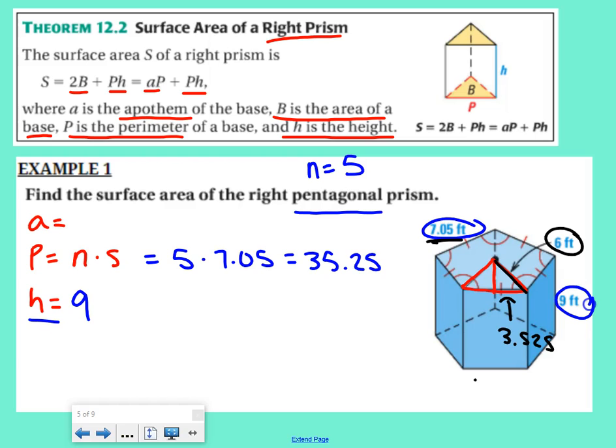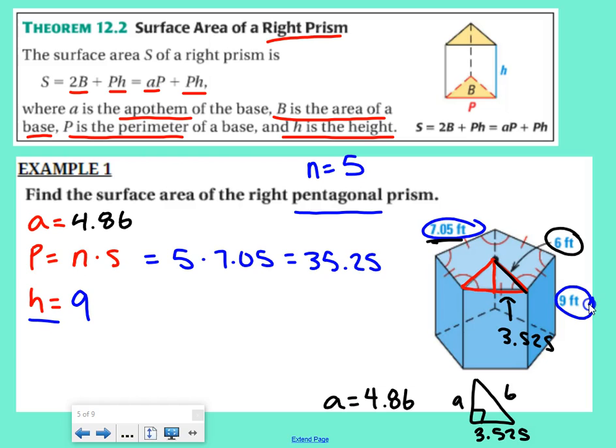And then we can use Pythagorean theorem because we have a right triangle where we know the hypotenuse, we know one side length, and we're just looking for that other leg. So if we use Pythagorean theorem, which I believe you are all comfortable with, so I'm not going to go into detail on how to do that, we get 4.86. So now we have all the pieces that we need.